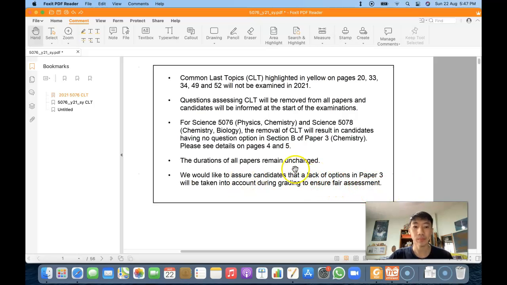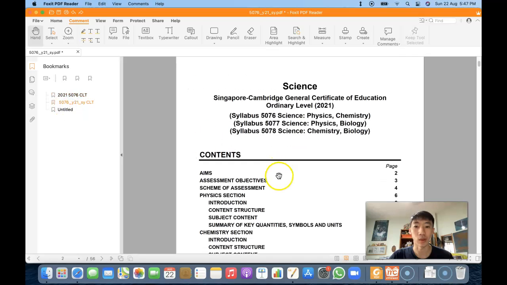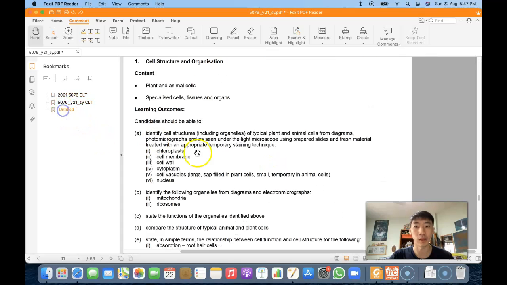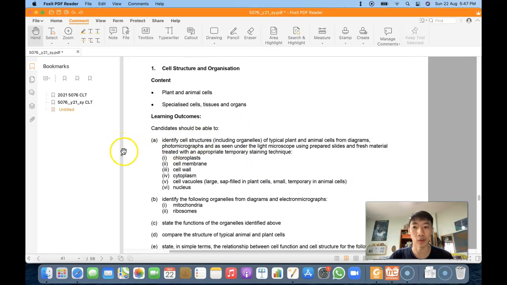Alright, now, why did I show you this document? All of you should have this document. If you do not have it, you need to print it for yourself. In this document, you can find all the learning outcomes and learning objectives for each chapter for all your sciences, right? Physics, chem, and bio. Today I'm talking about bio, of course.